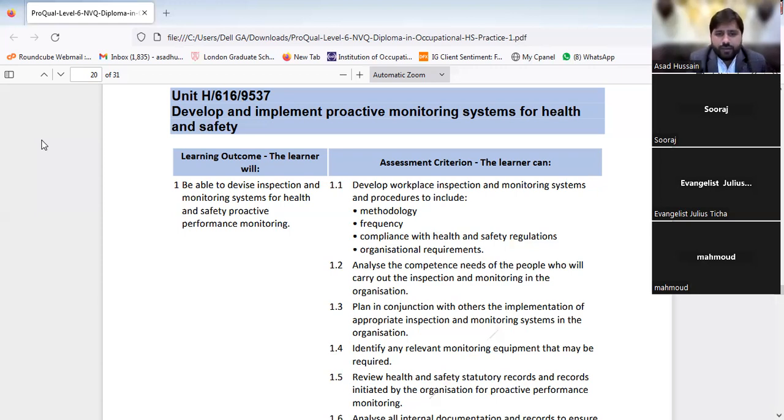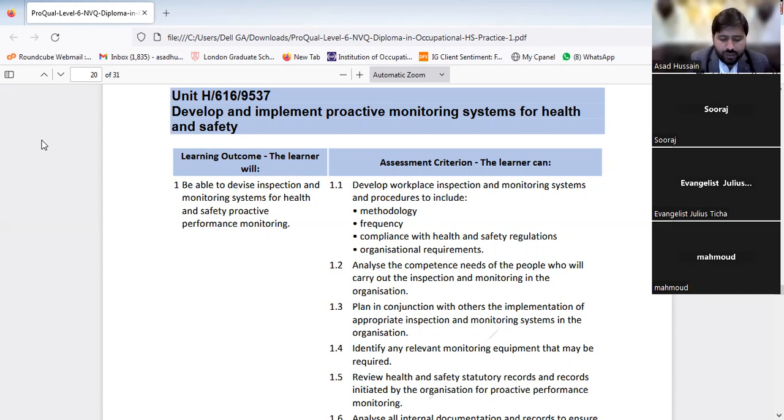Okay, fine. Now in 1.2 we have to analyze the competence needs of the people who will carry out the inspection and monitoring in the organization. Mahmoud, this point is clearly letting you know that proactive monitoring, the inspection is part of that, as are other methods like safety sampling and safety survey. So here it is asking who is going to carry out the inspection, the safety survey, the safety tour, and who is going to perform the safety sampling. So the competence of that individual or typical worker is very important.